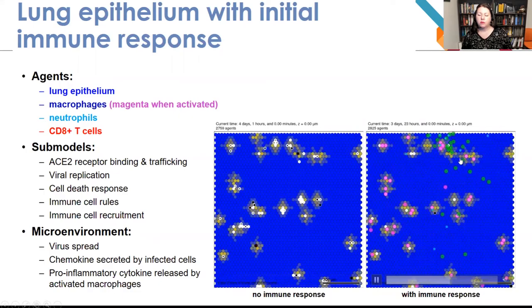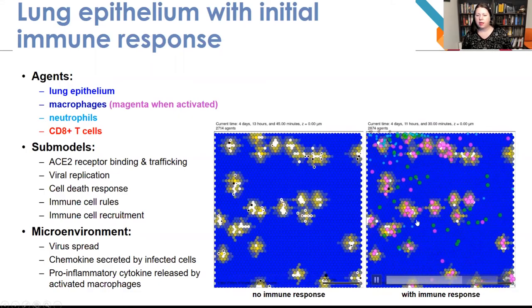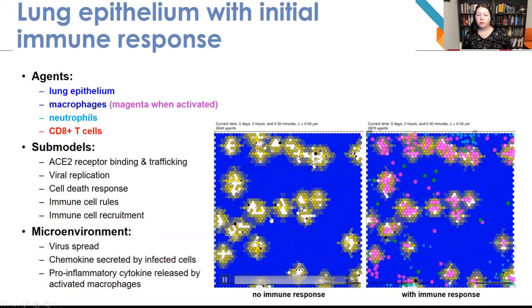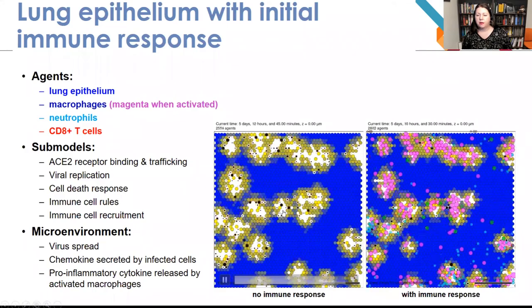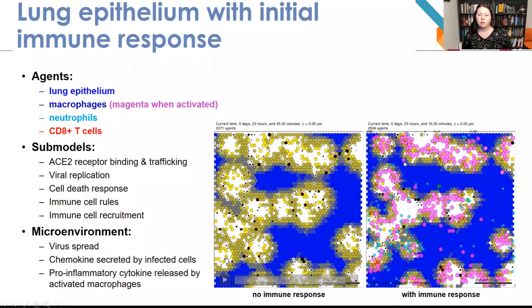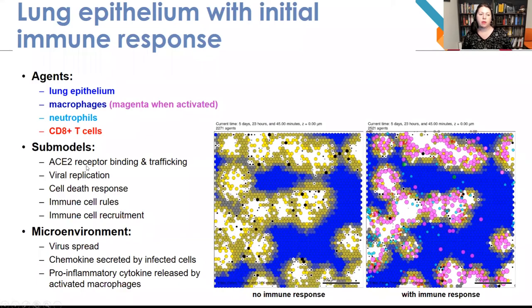If we have the immune system in the model, we can actually slow down the rate of forming these white areas. And we're working on the simulation with different types of responses, but right now we have ACE2 receptor binding and trafficking, viral replication, the cell death response, rules for the immune cells, as well as immune cell recruitment. And in the microenvironment, the viruses can spread, the chemokine is secreted, cytokines can move around, pro-inflammatory cytokines.